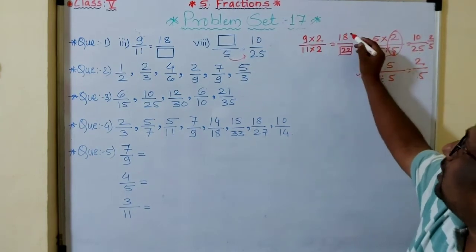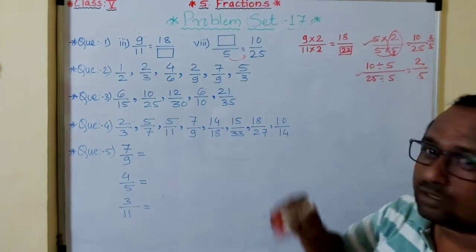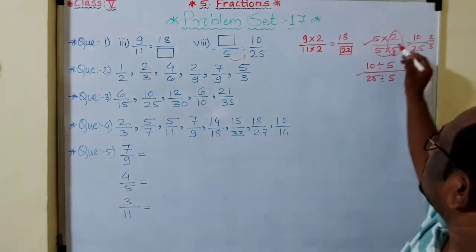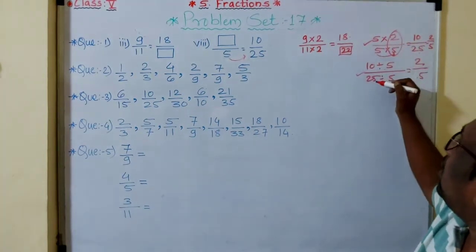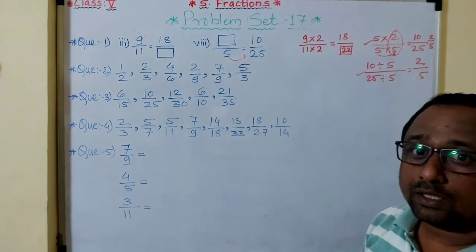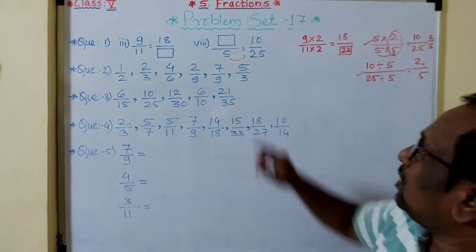So 9 2s are 18 and 11 2s are... But in some examples you have to see this. You have to solve by multiplication way or division way. Okay, see, I am explaining this again.